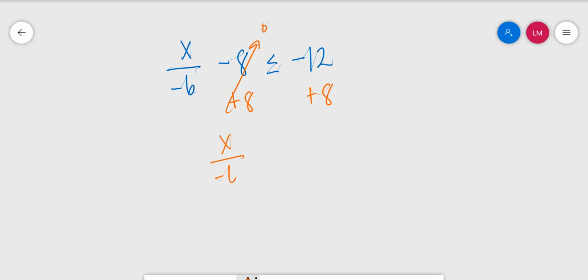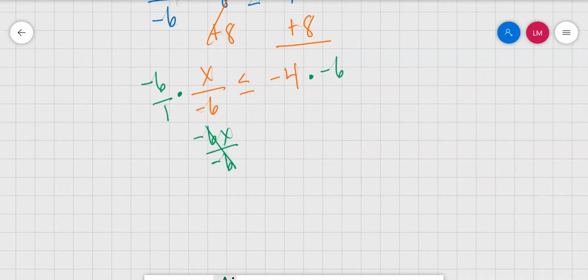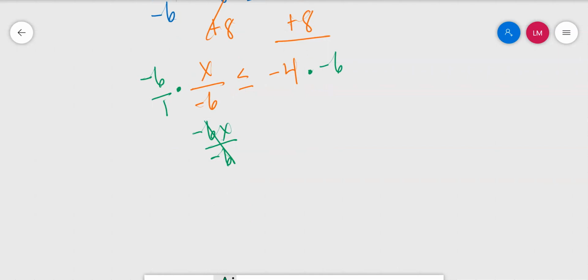X divided by negative 6 less than or equal to, this is going to be a negative 4. Subtract, keep the sign of the bigger number. Now what you'll notice in this step is I am going to multiply by a negative 6 to both sides. Remember, you can put that over 1 so you can see it. And what happened on the left is negative 6x over negative 6. A negative divided by a negative is a positive. 6 divided by 6 is a 1. So see, now I've isolated the x. It's gone. So I have x less than or equal to, this is a positive 24.